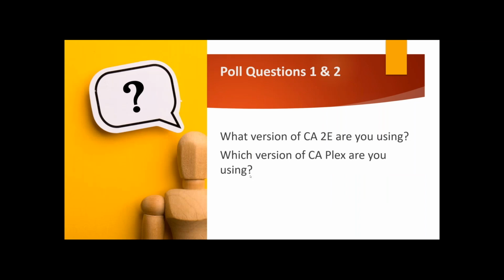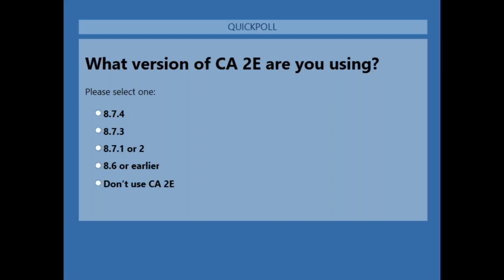As is often the case, we'll be starting off with a poll question right now, which is, what version of CA2E are you using? And then the second question will be, which version of Plex are you using? And if your organization has both, then you can answer both, or just say you don't use 2E, for example, if you're a Plex user.